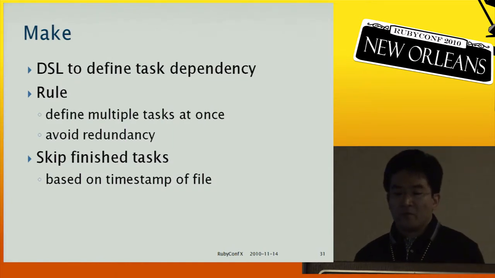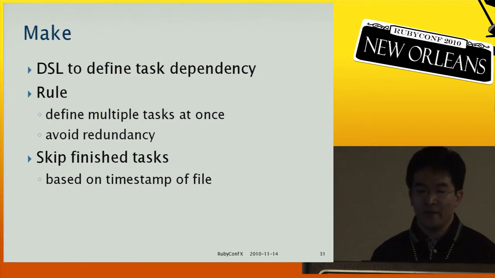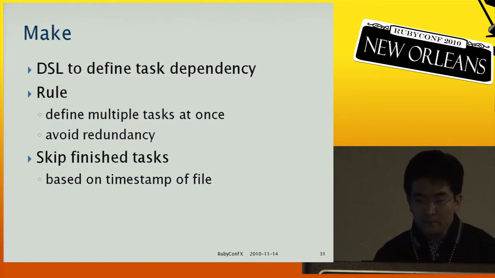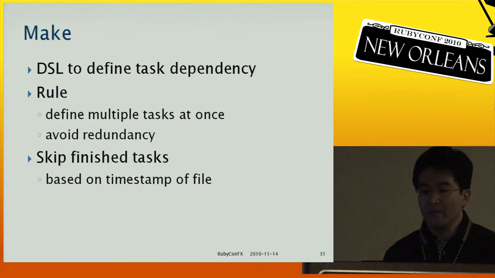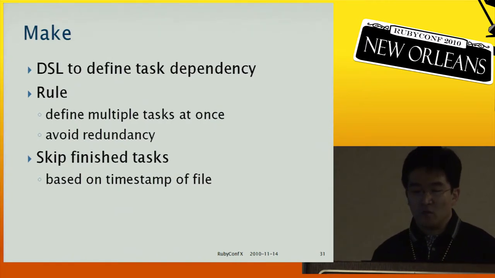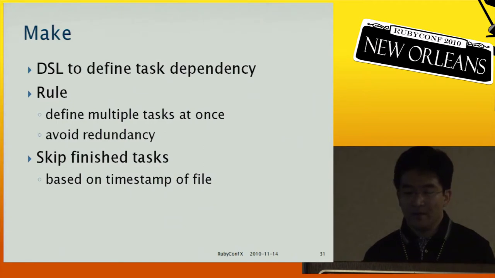As a workflow definition language, Makefile is a good solution, since it is a domain-specific language to define task dependencies. Make has an extension-based rule to define multiple tasks at once, which is useful to avoid redundancy. Another useful feature of Make is to skip finished tasks according to the timestamp of the created file. This feature enables resuming an interrupted workflow.